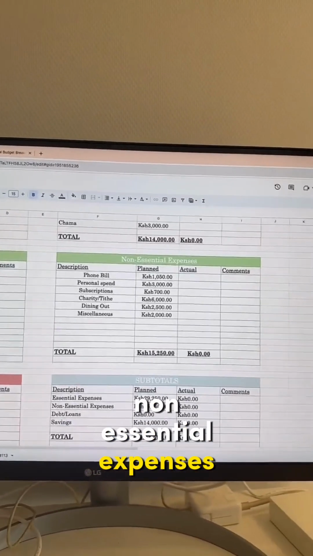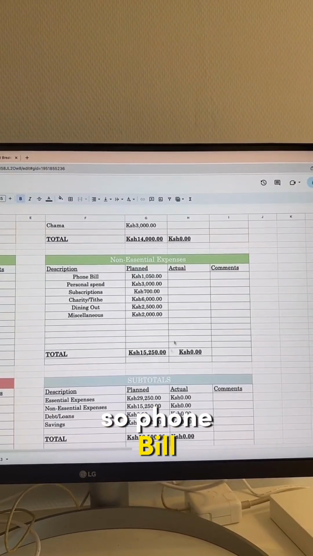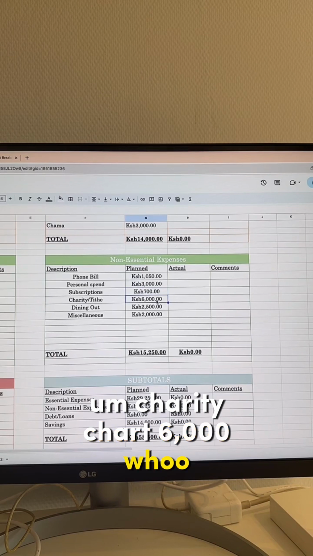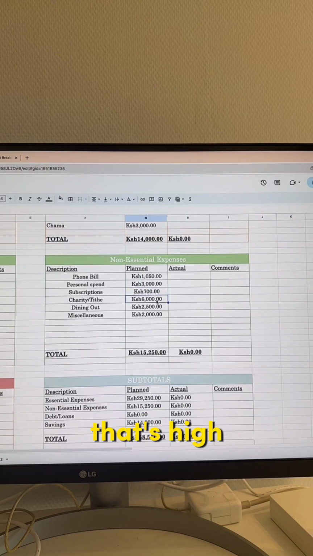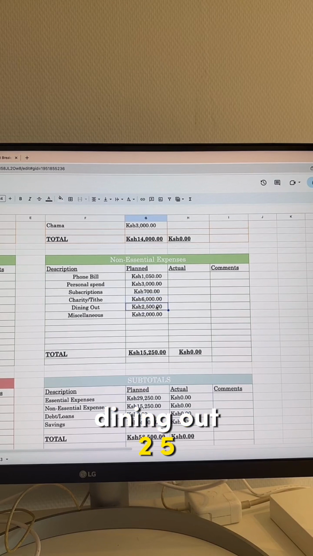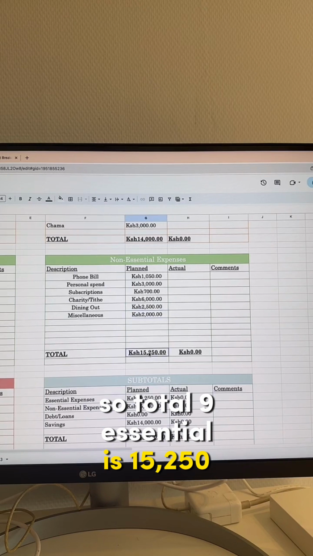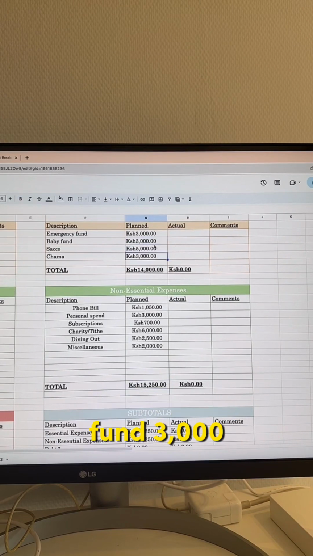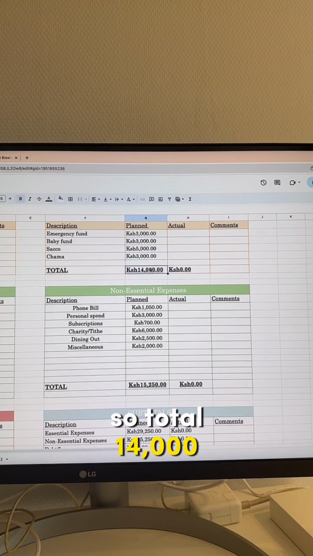Non-essential expenses. So phone bill, she pays 1,050. Personal spend 3,000. Subscription 700. Charity tithe 6,000. Woo! That's high. Dining out 2,500. Miscellaneous 2,000. So total non-essential is 15,250. Okay. They have a baby fund of 3,000, SACCO 5,000, Chama and emergency fund 3,000. So total 14,000.